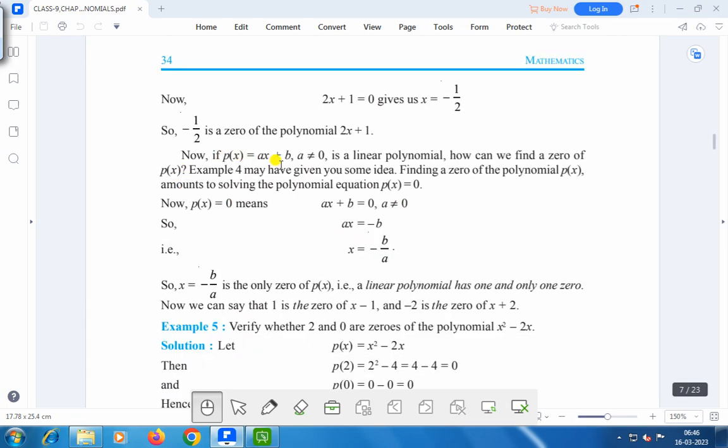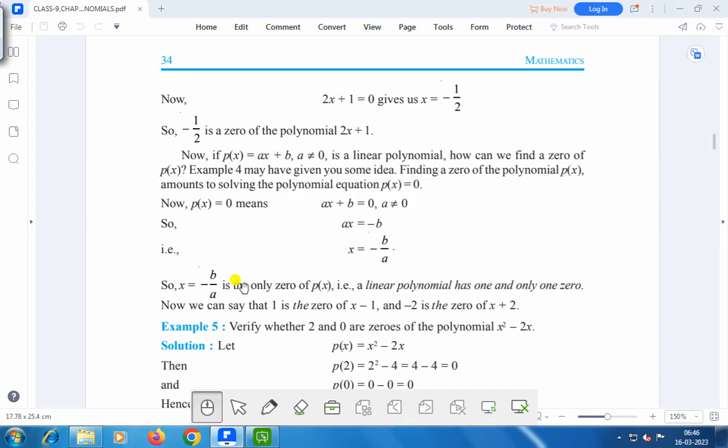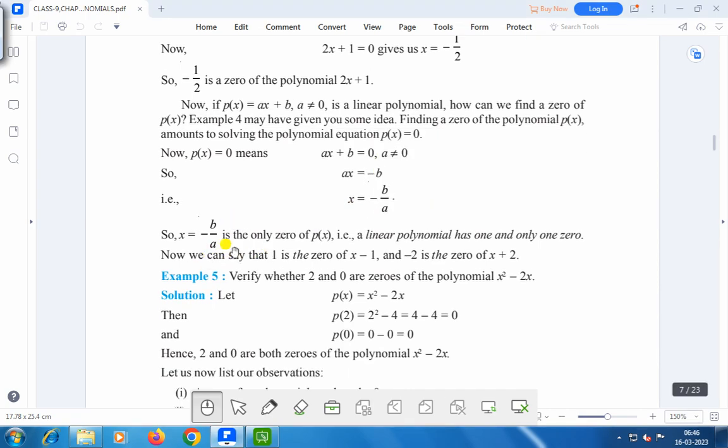If p(x) is equal to ax plus b, a not equal to 0, is a linear polynomial, how can we find a zero of p(x)? Example 4 may have given you some idea. Finding a zero of the polynomial p(x) amounts to solving the polynomial equation p(x) equal to 0. That means ax plus b equal to 0, or ax equal to minus b, or x equal to minus b by a. So x equal to minus b by a is the only zero of p(x). That is, a linear polynomial has one and only one zero. Now we can say that 1 is the zero of x minus 1 and minus 2 is the zero of x plus 2.